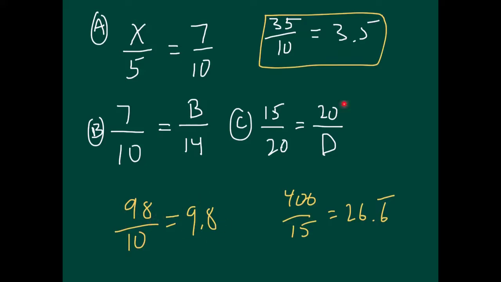Last one, 20 times 20 equals 15 times D, so 20 times 20 divided by 15 gives you D. 20 times 20 is 400, divided by 15 comes out to 26.6 repeated, also known as 26 2/3.